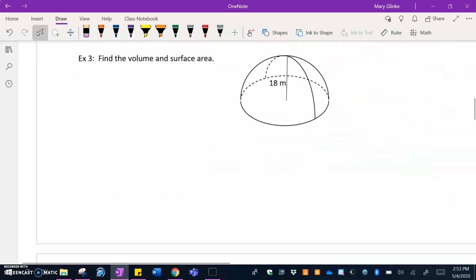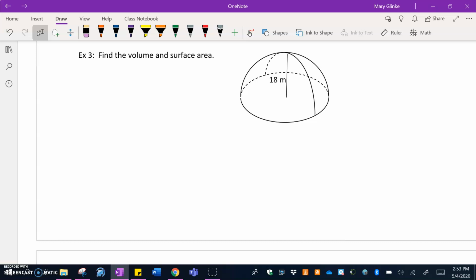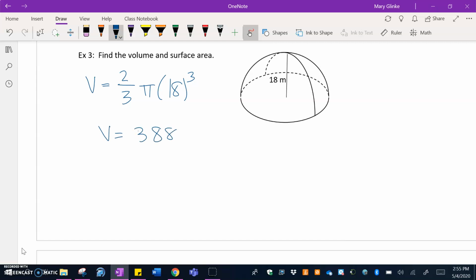We're going to find the volume and the surface area now for this hemisphere. Find the volume. Normally you would do 4/3 pi r cubed, but we want exactly half of that, so we're going to end up doing 2/3 pi r cubed. And so we're going to do 18 cubed, multiply that by 2, and then divide it by 3. So our total volume for this hemisphere is going to be 3,888 pi meters cubed.